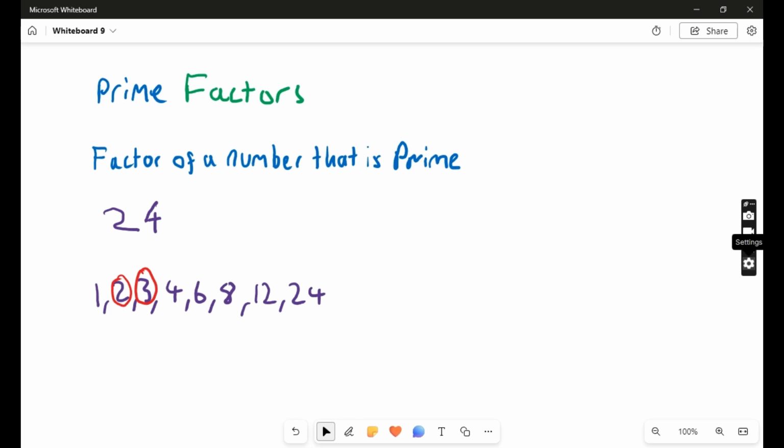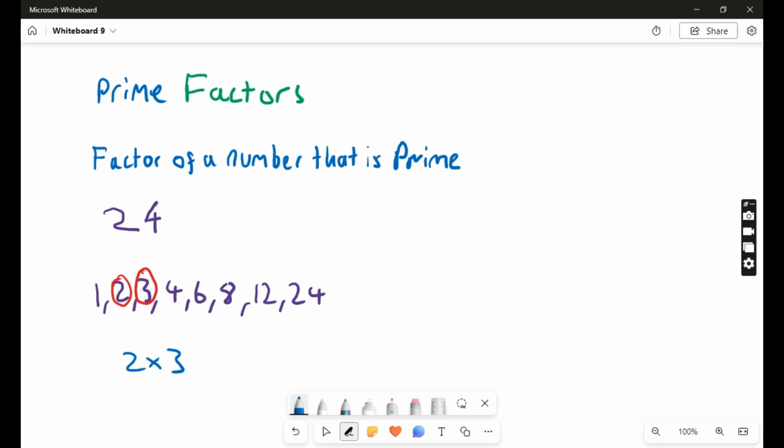So we can represent a number as a product of its prime factors, and this involves multiplying our prime factors together. If we have 2 times 3, as you can see, this is the multiplication of our prime factors, but it doesn't equal 24. This is because when we multiply our prime factors together, one prime factor may occur multiple times when put in the form of a product.